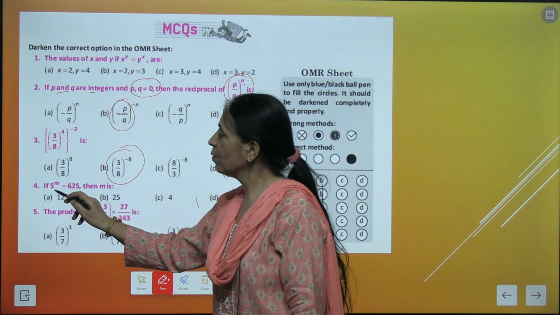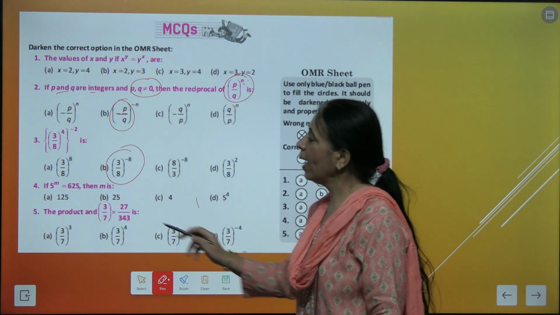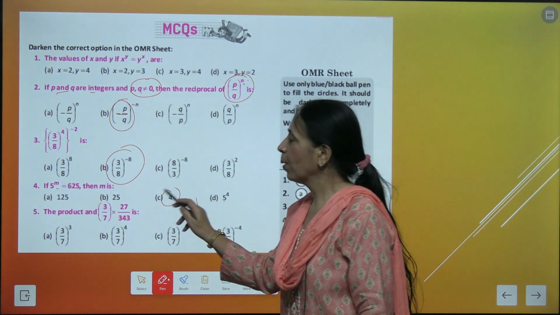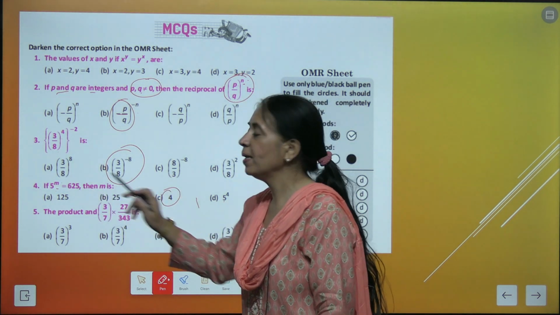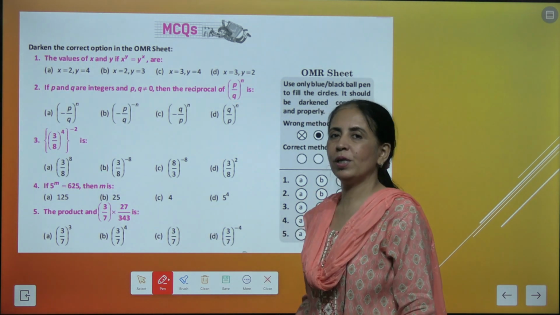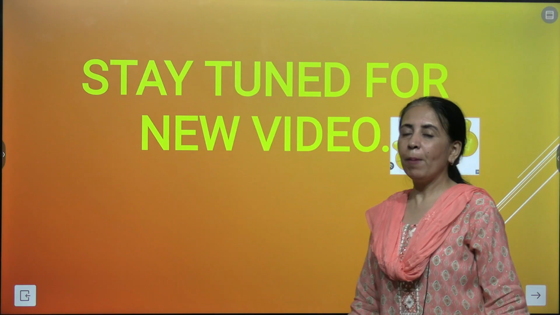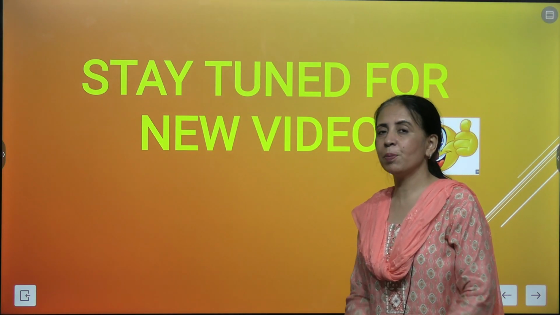And here 5 raised to the power m is equal to 625. So m is equal to 4 because 5 raised to the power 4 will be 625. Now last question you are going to do yourself and enjoy whatever you have learned. तो आपने बहुत कुछ सीखा पावर्स और एक्सपोनेंट्स के बारे में.